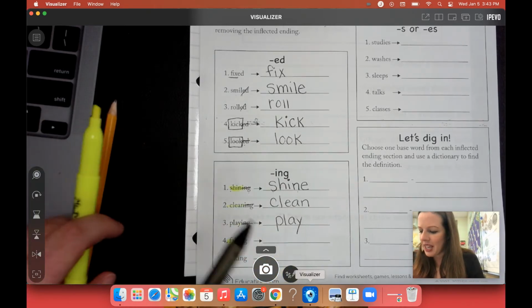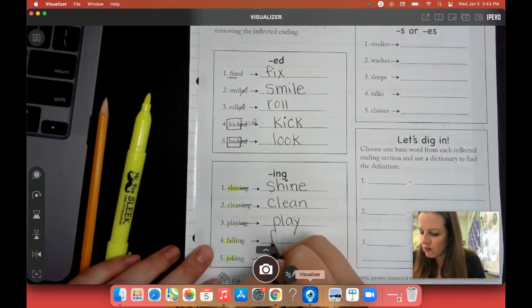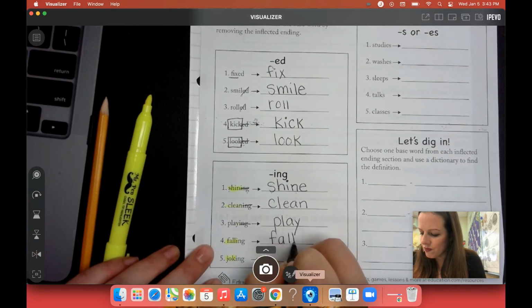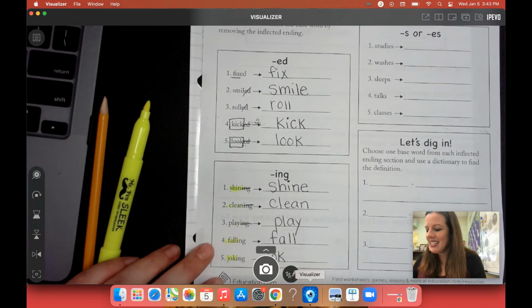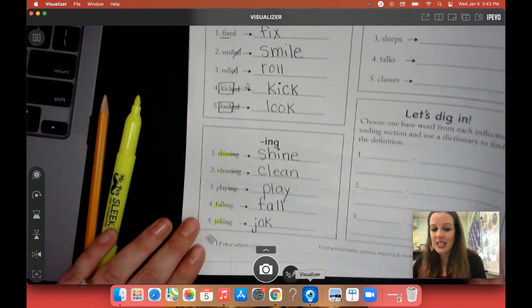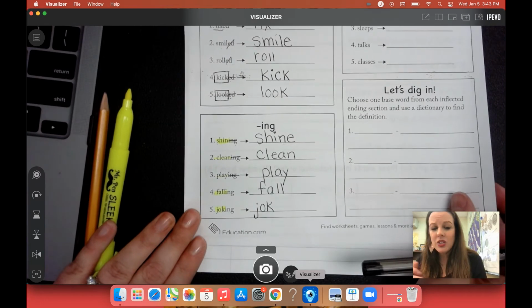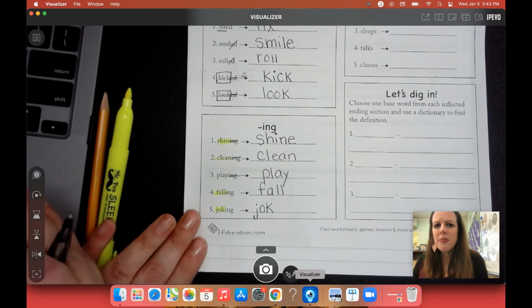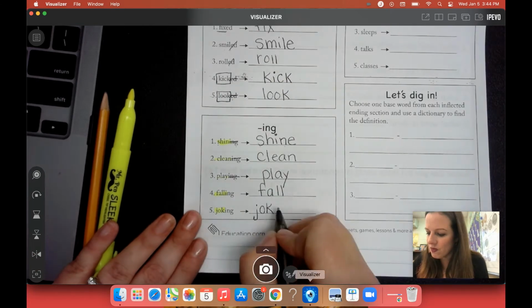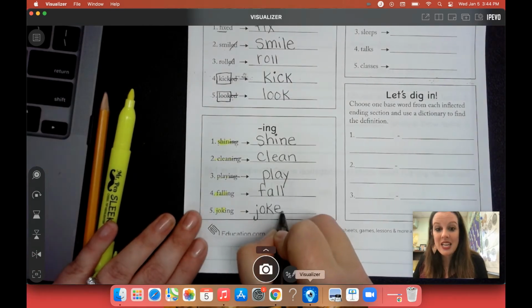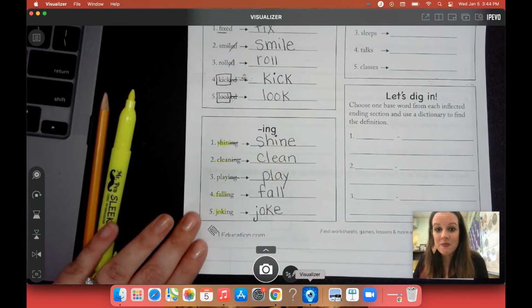Let's look at joking. I've removed the ing, and I see that I only have part of what I need to spell joking. The base word is joke. I need that magic E to spell.